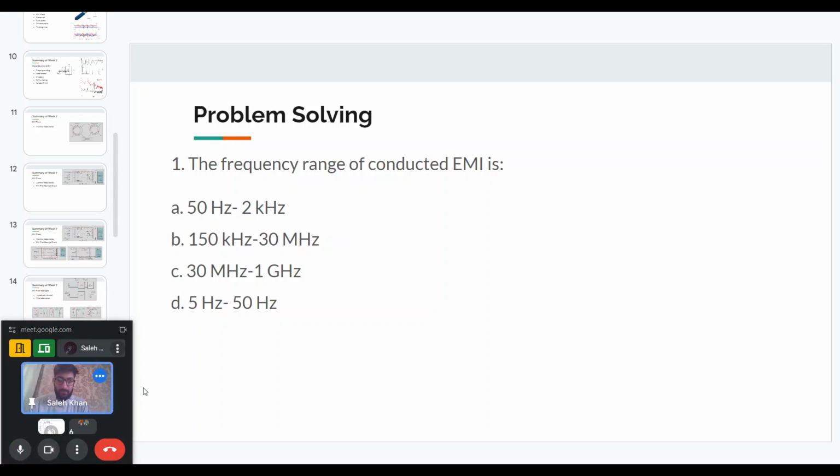Okay, so let's continue. Since these problems are objective-type problems and they don't require any numerical solving, I will ask you guys to guess the solution in the chat. For this problem, we have actually seen this in one of the earlier slides. So what is the answer to this problem? What is the frequency range of conducted EMI?